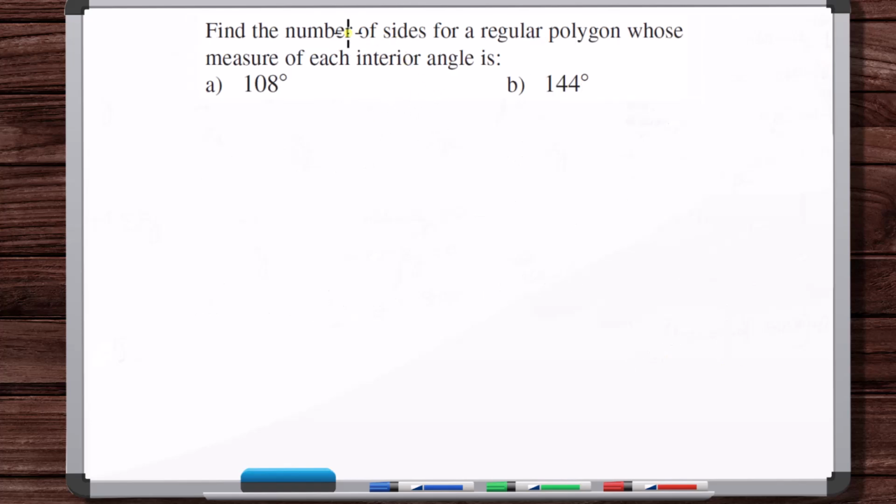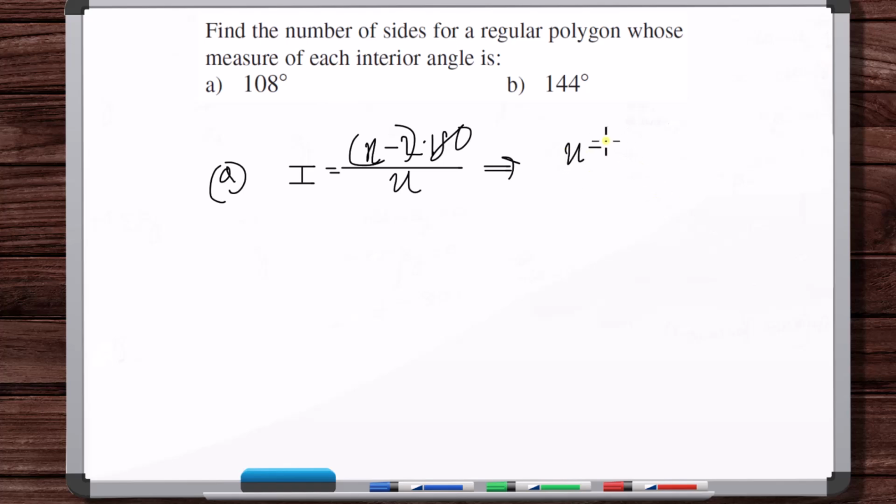Okay, what is the number of sides for a regular polygon whose measure of each interior angle is given here? So in this case, we know that the measure of each interior angle is going to be n minus 2 times 180 divided by n. So we just need to solve for n. So n minus 2 divided by n times 180 is equal to 108.